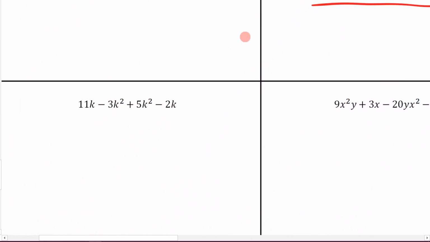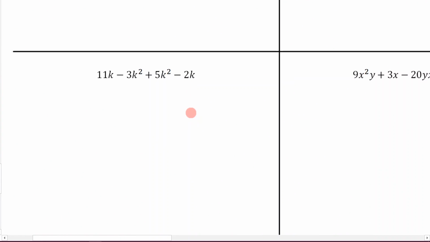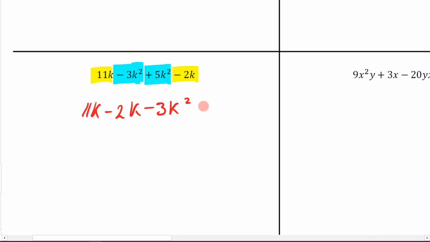Let's come down here. And again, we're going to highlight our like terms. So I have 11k, and I have minus 2k, making sure you're including that sign in front of it. I have minus 3k squared and plus 5k squared. So that means I'm going to have 11k minus 2k minus 3k squared plus 5k squared.